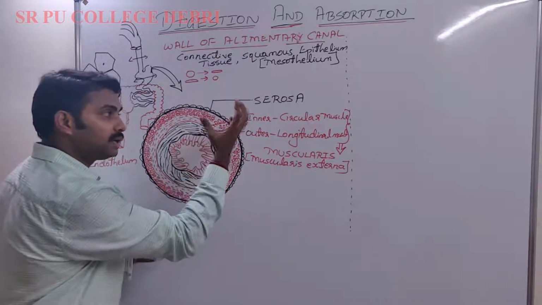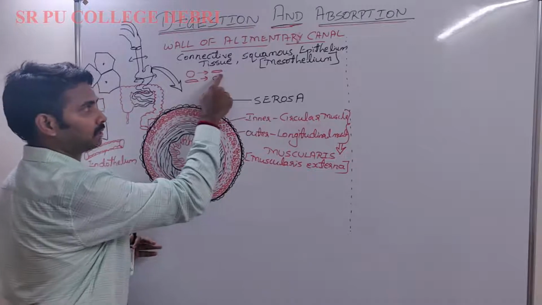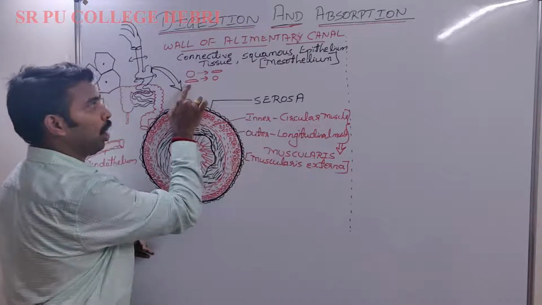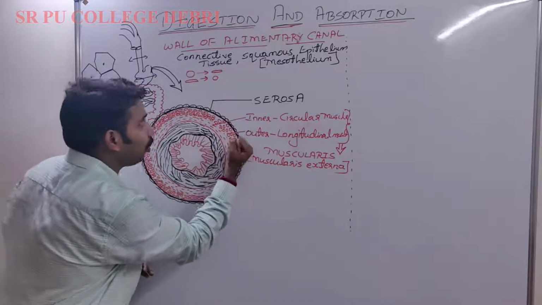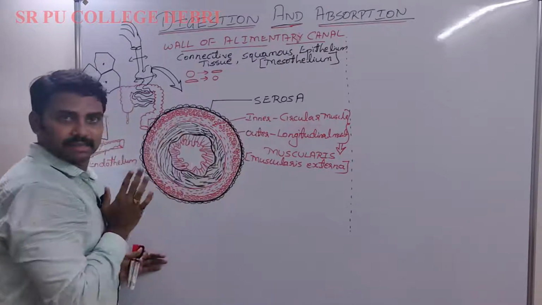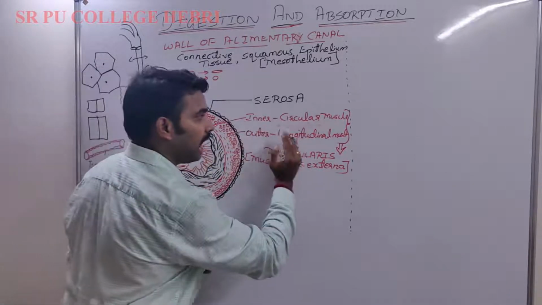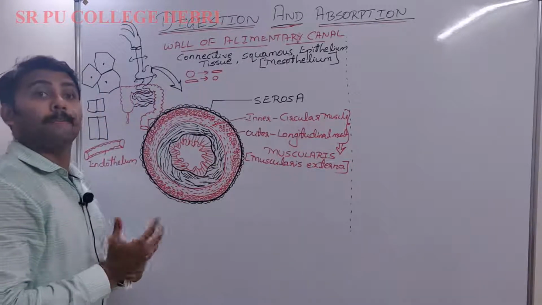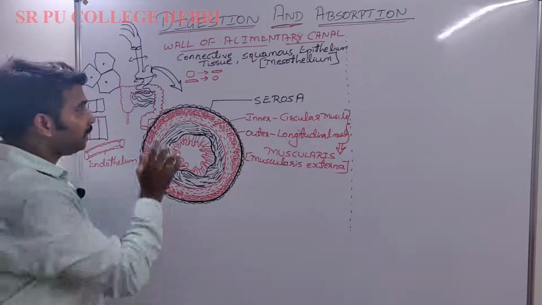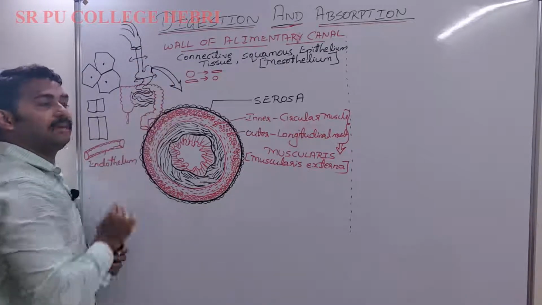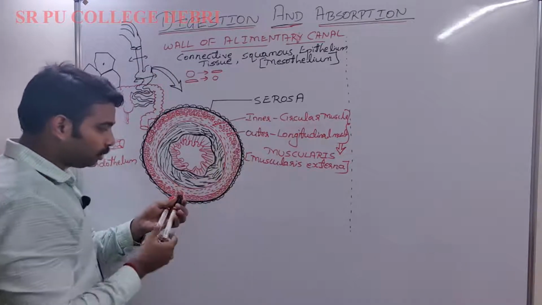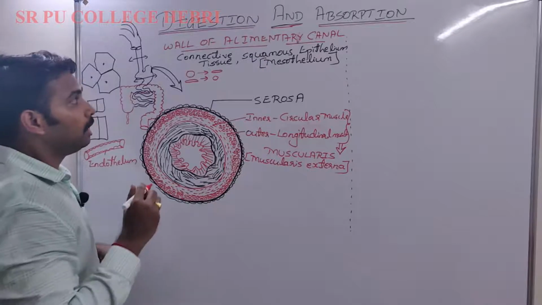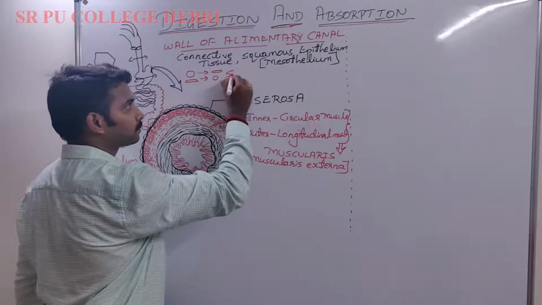This is the image taken when the muscle contracts. Outer is the longitudinal muscle, but when it contracts, it looks like this. Is that clear? Inner circular, outer longitudinal, both of them together are called what? Muscularis layer.